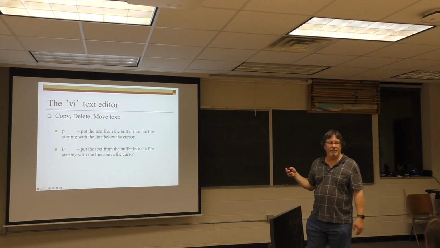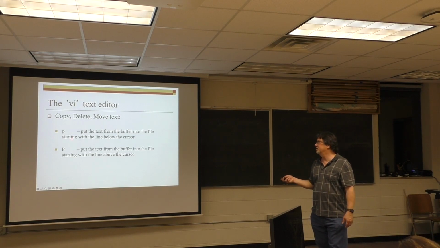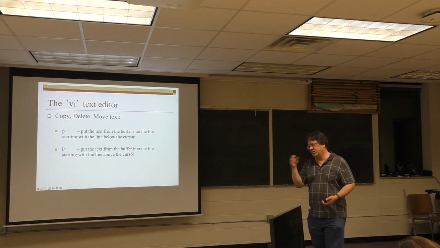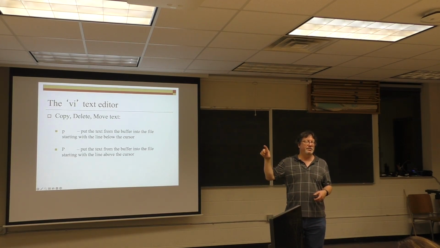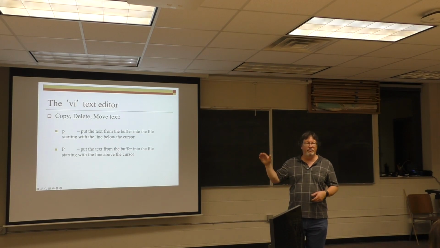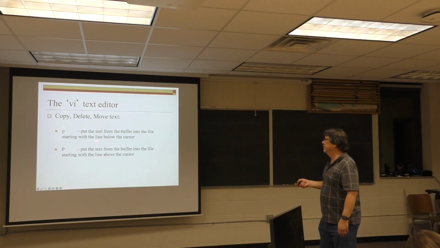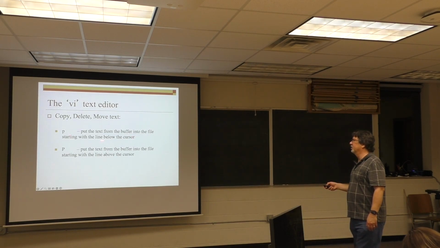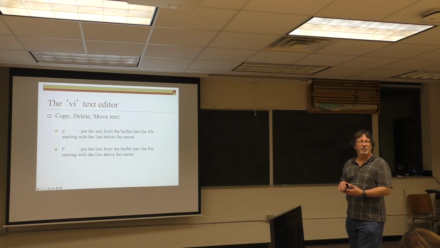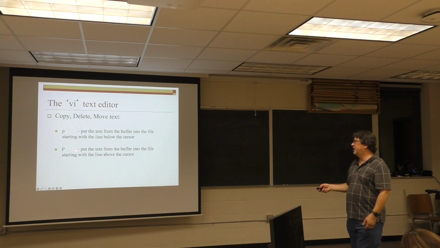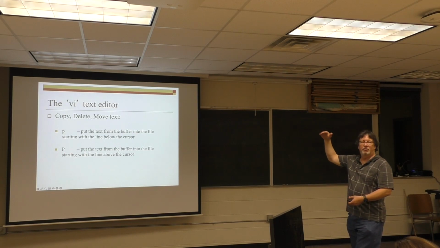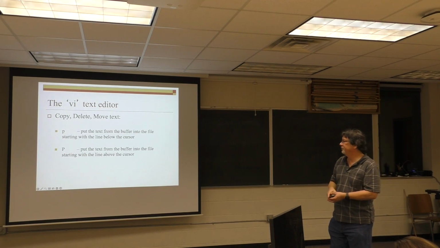The way that you put them there is with a lowercase p. So if you move the cursor to a certain line, 4yy or 4dd, it grabs 4 lines of text and saves them into this buffer. Move the cursor to where you want to put them. If you type a lowercase p, it'll put those 4 lines starting below the line where your cursor is. So whatever line you're on, they're going to show up right below it. If you use a capital P, it does it above, right above the line that you're on.